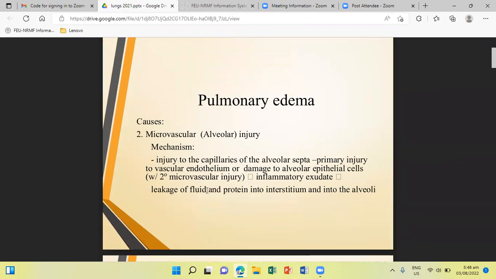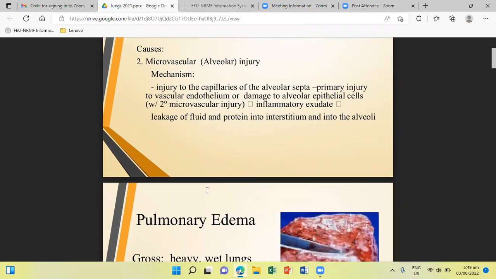this is what we refer to as non-cardiogenic pulmonary edema. It is due to injury of the alveolar septa. Primary injury to the vascular endothelium or damage to alveolar epithelial cells produces an inflammatory exudate that leaks into the interstitial space, and in more severe cases, into the alveoli. In most forms of pneumonia, the edema remains localized. When diffuse, however, alveolar edema is an important contributor to a serious condition, which we refer to as ARDS. We're going to talk about that a little later.